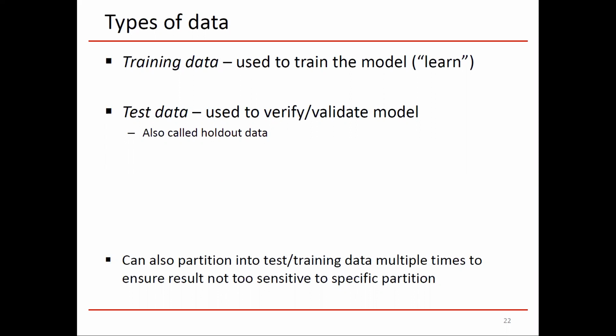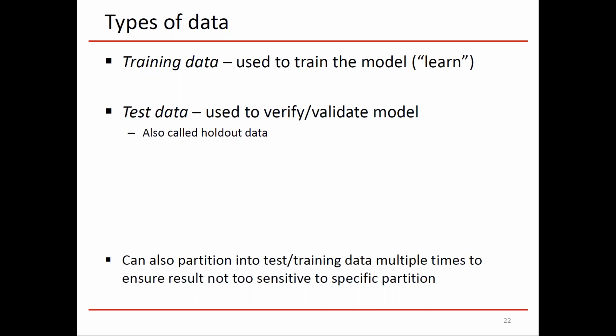Another consideration in machine learning is the types of data that are involved. So in homework 1, for example, one way to approach homework 1 is to separate data into training data and test data. The training data is going to be used to train the model or learn the function. And while using the training data, the rest of the data, which is the test data, you're going to put it aside. And after you train, after you've learned the function, you're going to use the test data to try to verify or validate the model. And this is also sometimes called holdout data, and sometimes this is known as cross-validation.